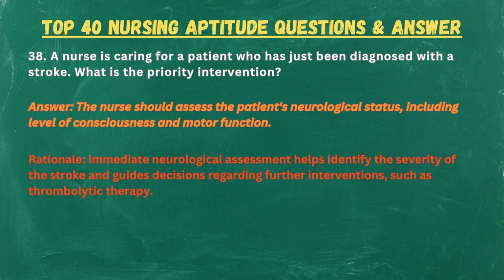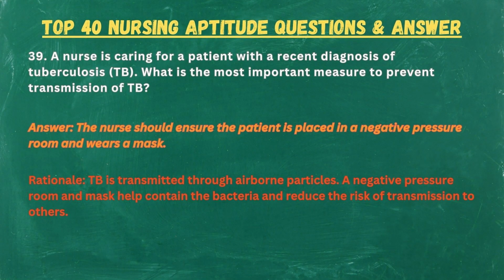38. A nurse is caring for a patient who has just been diagnosed with a stroke. What is the priority intervention? Answer: the nurse should assess the patient's neurological status, including level of consciousness and motor function. Rationale: immediate neurological assessment helps identify the severity of the stroke and guides decisions regarding further interventions, such as thrombolytic therapy.